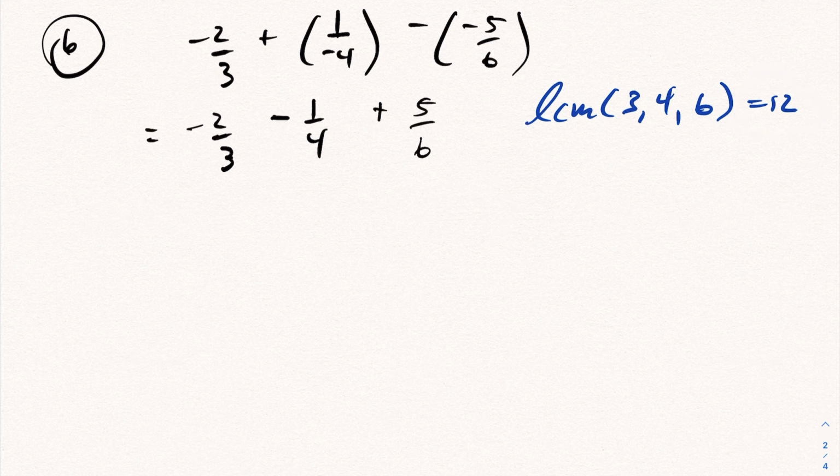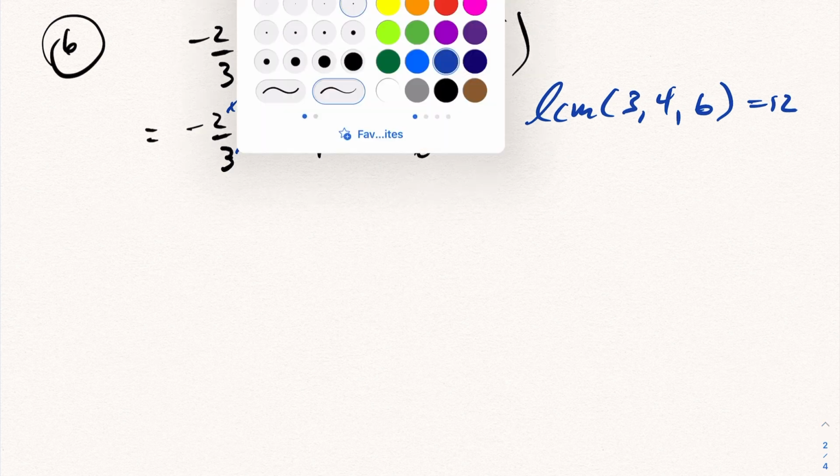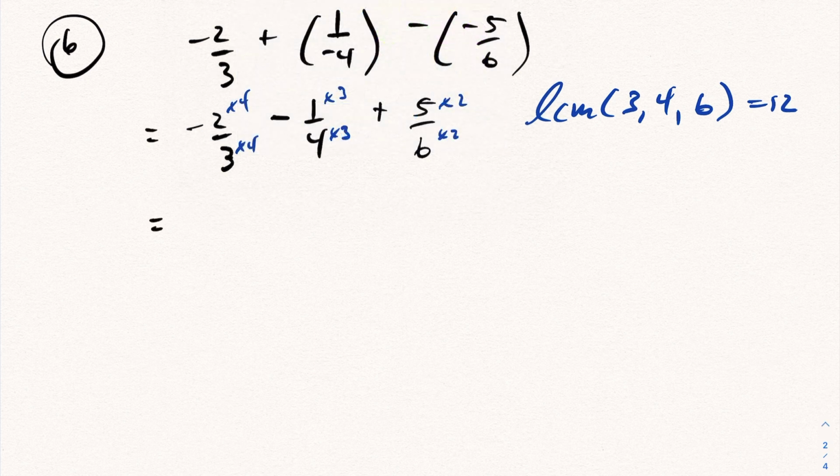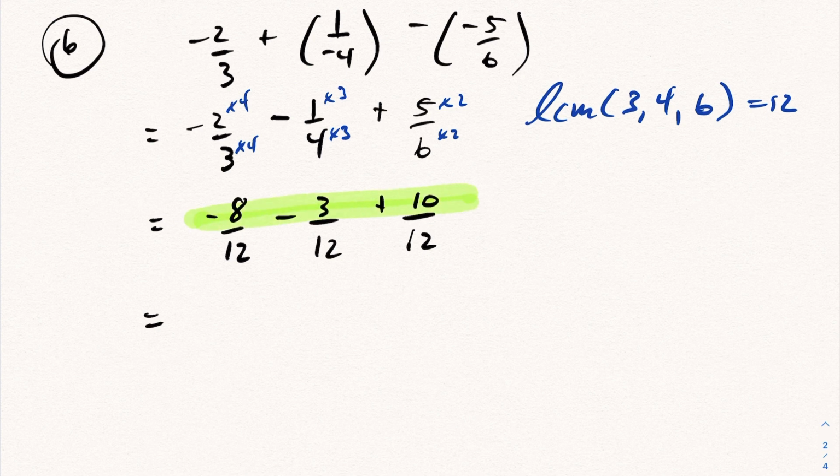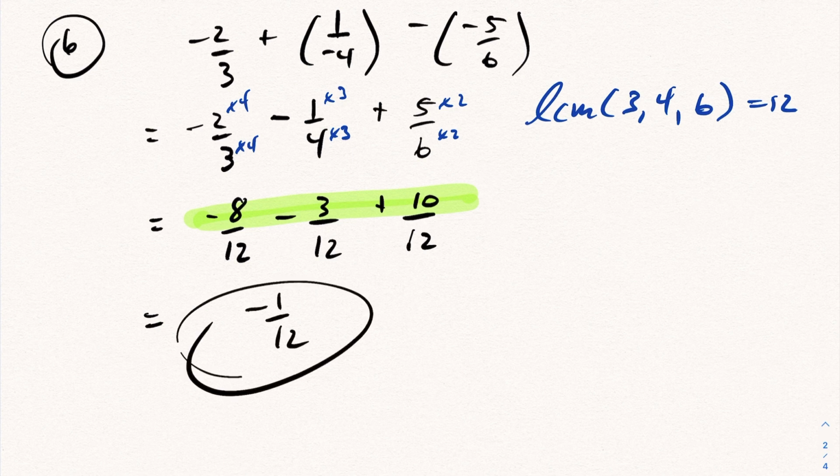So now I need to change all the bottoms, all the denominators, to 12. So in this case here, I'm going to multiply top and bottom by 4, top and bottom by 3, and top and bottom by 2. So the least common multiple here is 12, and we get negative 8 over 12 minus 3 over 12 plus 10 over 12. And again, once the bottoms are the same, it's just a matter of doing this calculation. So negative 8 minus 3 is negative 11, plus 10 is negative 1. So the answer is negative 1 over 12.